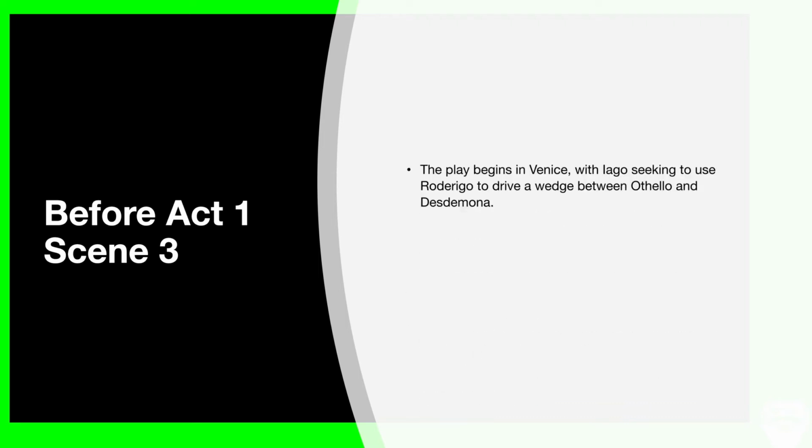So, before the events of Act 1 Scene 3, a very pivotal scene in the tragedy, we need to really get to grips with what's come before. The play, as we know, takes place in Venice, which was its own nation state at the time. Italy didn't exist as we know it today, and Venice was a very powerful trading state.